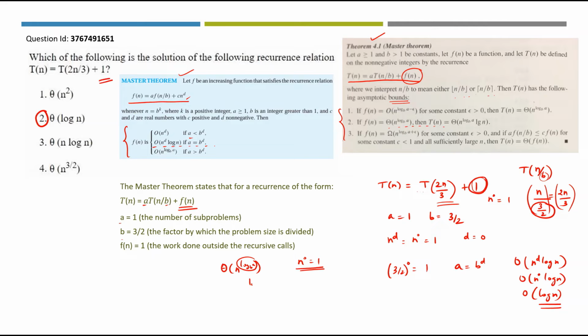From this we can infer log a to the base b is equal to 0. Now just apply here. This is theta of n^(log_b a) log n. So T(n) is equal to theta of, what is log a to the base b? It is n^0 log n. From this we can say it is theta of log n. So we are going with option 2 as the right answer. So whether you take it this way or this way, you should be able to apply the power and get it properly.